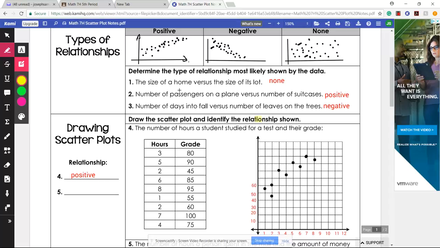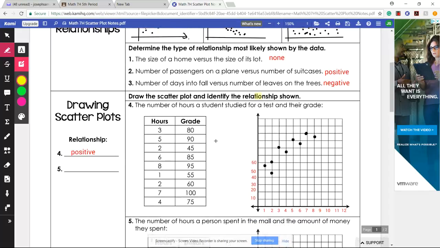If we have the number of passengers on a plane versus the number of suitcases, that will be a positive relationship. Clearly, it makes sense to think that the higher the number of passengers we have, the more luggage that will be on that plane. And last but certainly not least, the number of days into fall versus the number of leaves on the tree. That will have a negative relationship. Here's why. We know that the deeper and deeper we get into fall, the less amount of leaves that remain on the trees. So the number of leaves will steadily decrease as the number of days continues. So that's going to be a negative relationship.